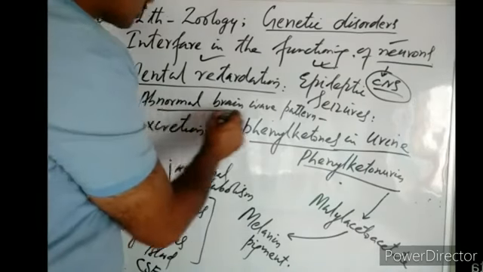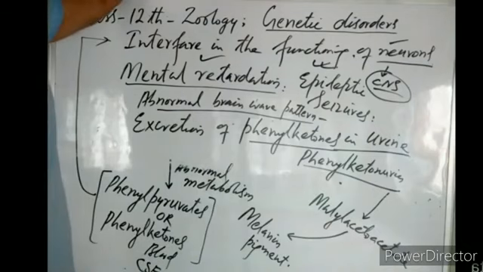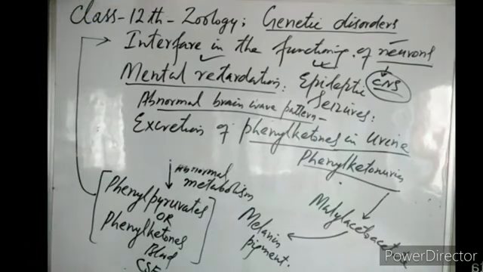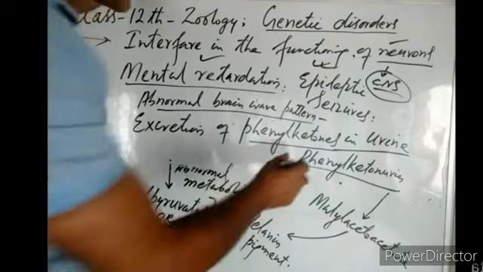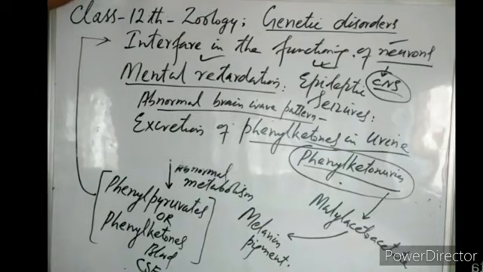The person also shows abnormal brain wave pattern. If the person is taken for EEG, the EEG shows abnormality. It is not normal. And the person starts excreting these phenylketones in his urine. So that is why the disease has been named phenylketonuria, meaning excretion of phenylketones in urine. It is these phenylketones which interfere with the functioning of the central nervous system and cause the problems, right?